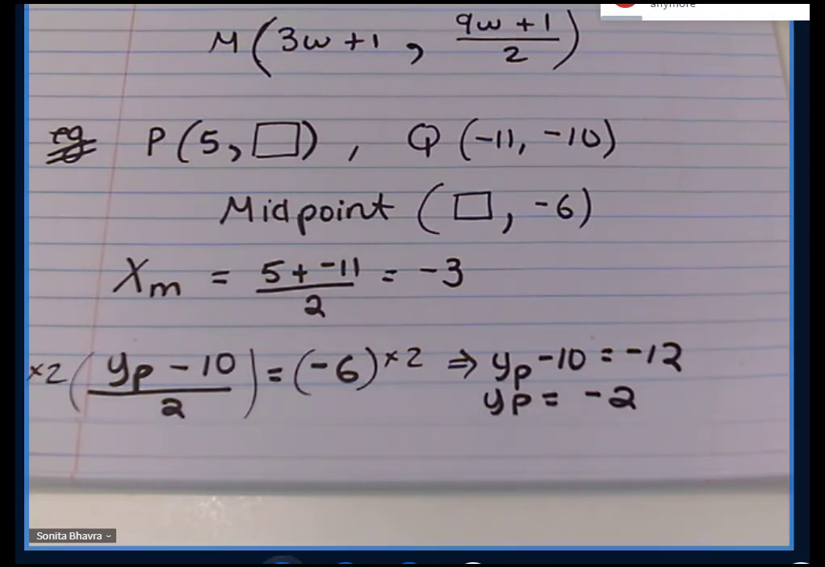All right, any questions? Any questions for me? All right, so 2 different formulas we've learned today. First one was distance formula. Distance formula is to figure out the distance of a line segment. And then midpoint formula is used to find the midpoint of a line segment.